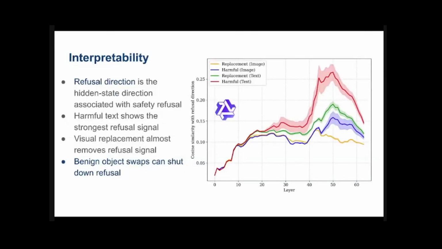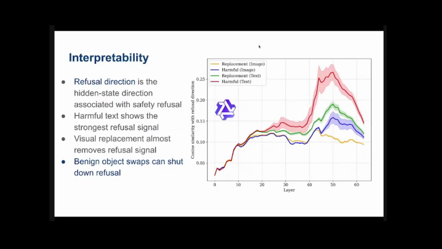And we also made some attempts at understanding why jailbreaking through vision input is effective. We do not have a lot of mechanistic interpretability results at the moment, and the results that we have suggest that it has to do with benign objects shutting down the refusal signal.